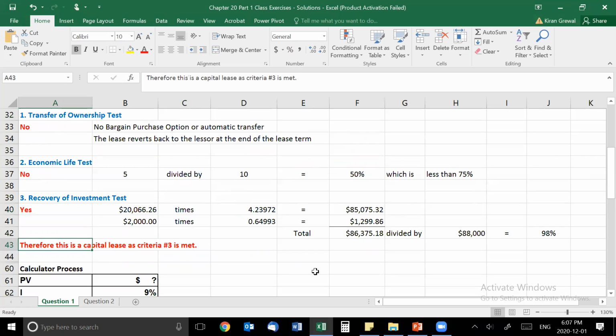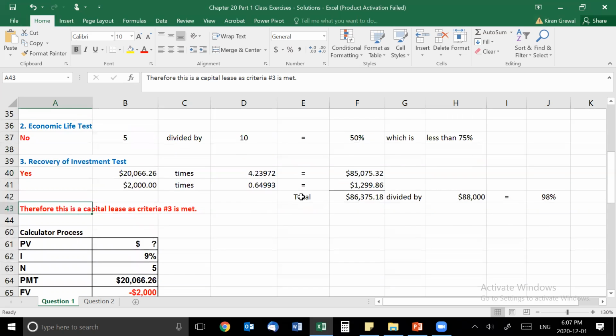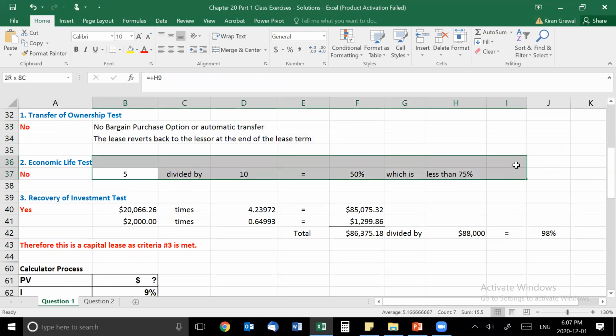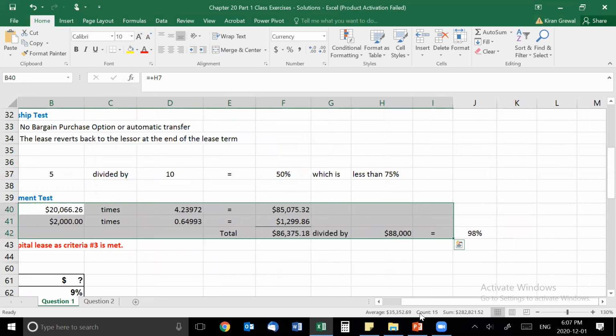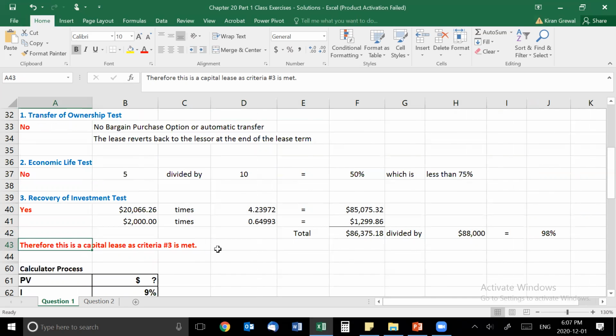So then you would show your conclusion and say, therefore, this is a capital lease as criteria 3 has been met. Okay, so go through each of these tests, explain why the test has been met or not met, and then do your conclusion on whether this is a capital lease or an operating lease.